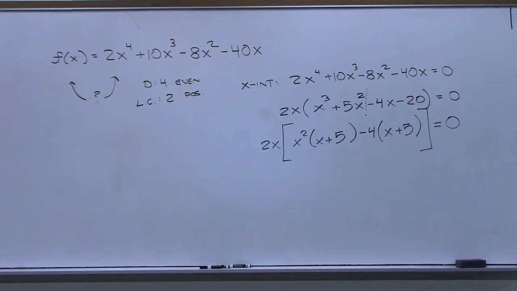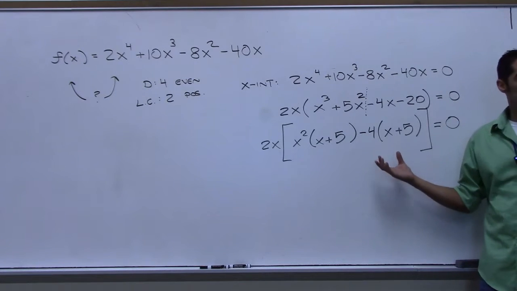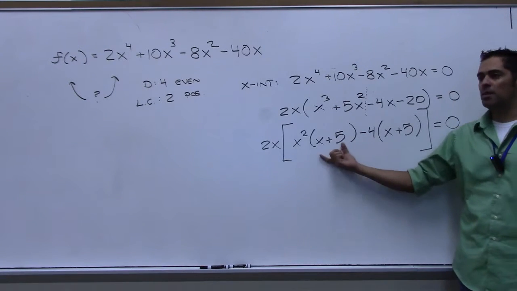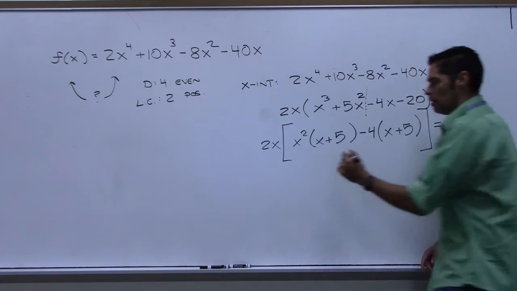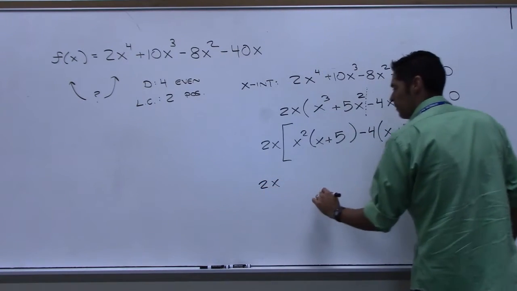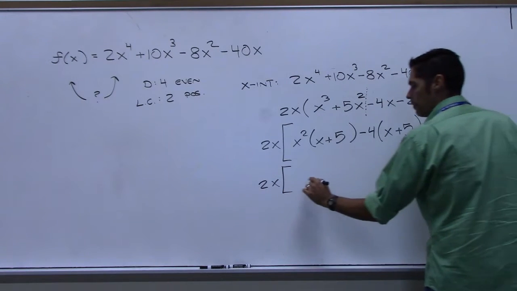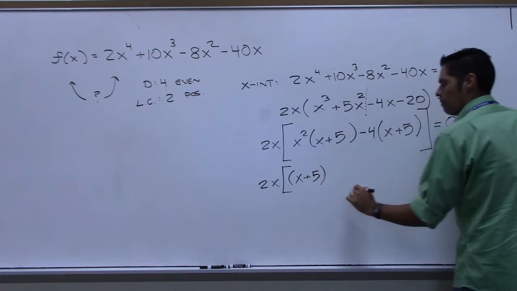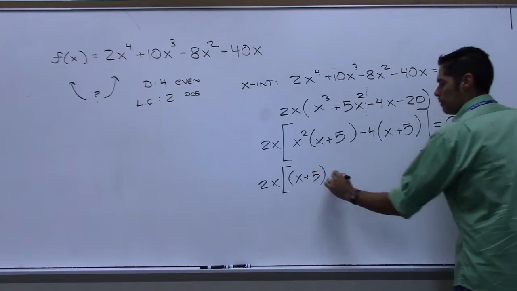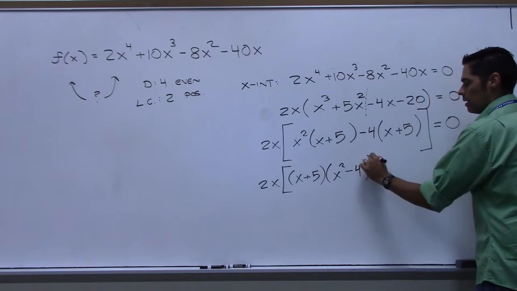Okay, so once you do this, what does the next line look like? What can you do with the x? Hold on, Nathan. What can you do with the x plus 5 since they both have them? Go ahead. Isn't it 2x? Okay, 2x, then the bracket or parentheses. I'll do bracket, that's fine. And then parentheses x plus 5. Okay. And then parentheses x squared minus 4. Yes, that is correct. And then close the bracket, right?